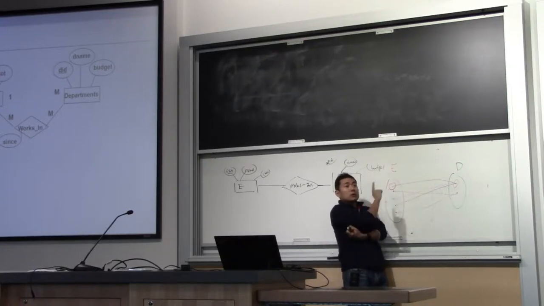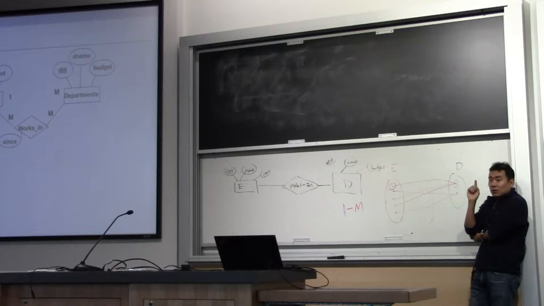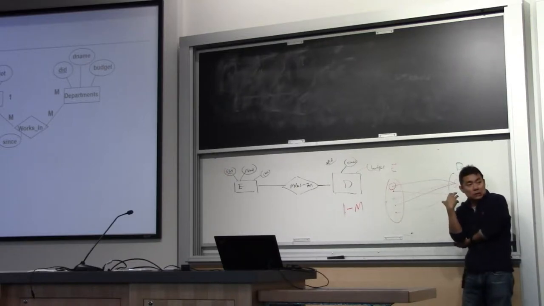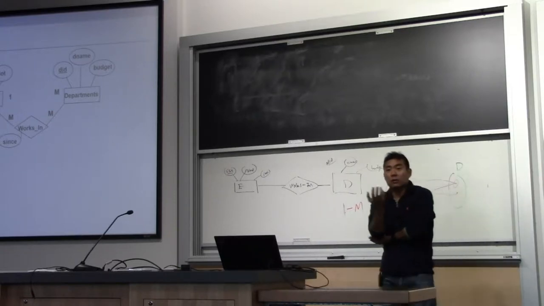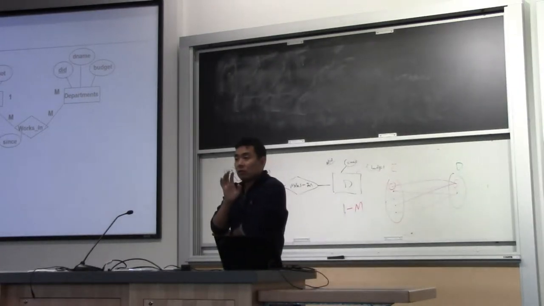I'm mapping to potentially many departments. So it's one employee to multiple departments. And looking at it from the department side, one department may be mapped to multiple employees. Does that make sense? So it's a one-to-many mapping of the two. No longer a many-to-many mapping. So far so good? You see the difference between many-to-one, one-to-many, many-to-many, right?